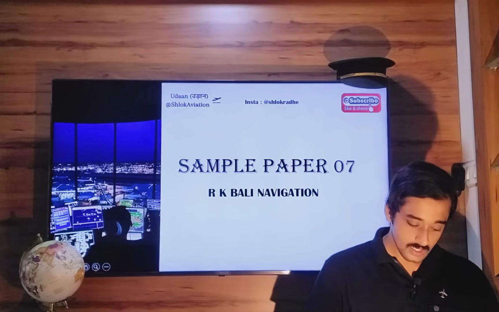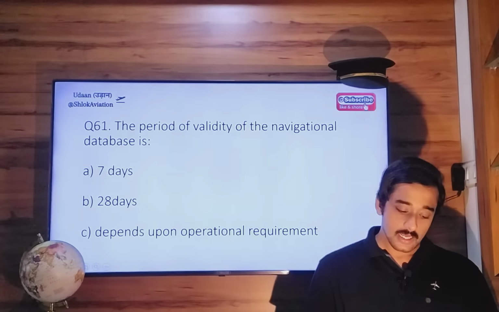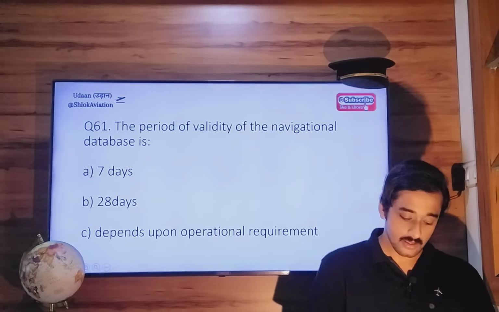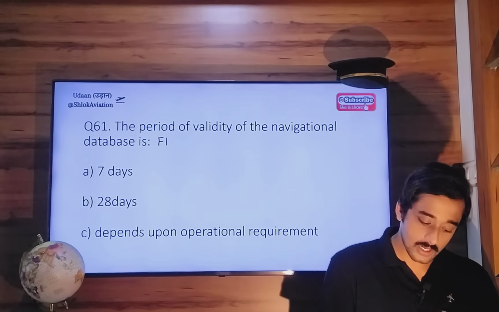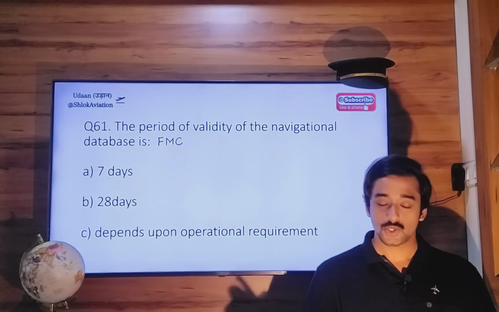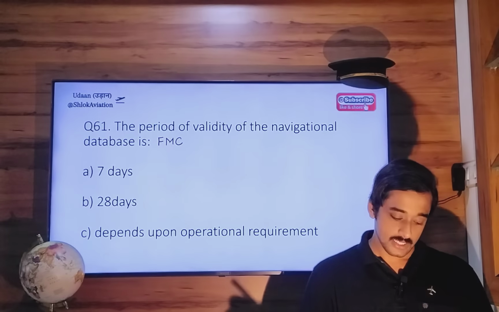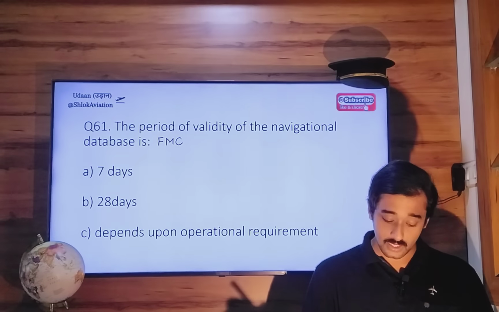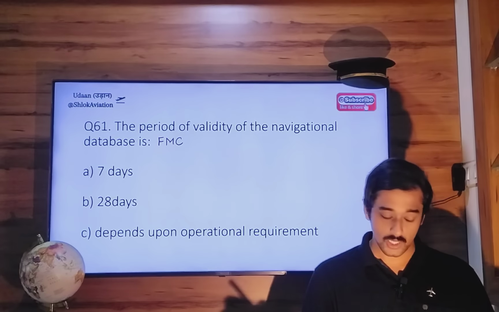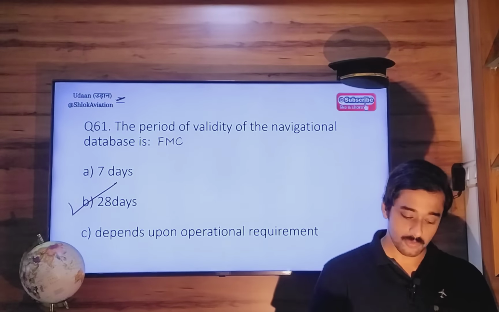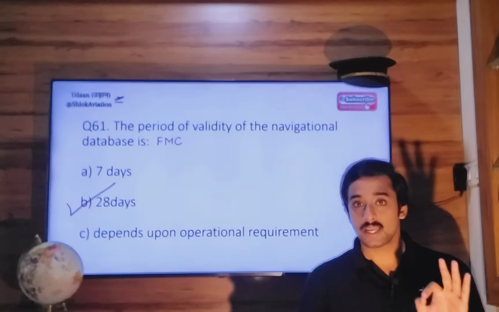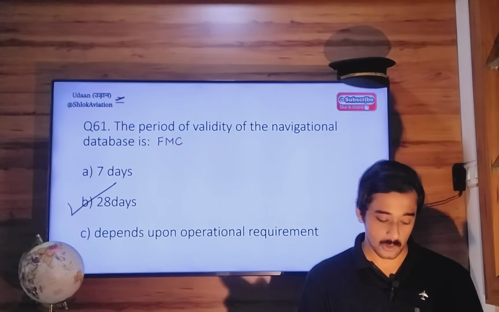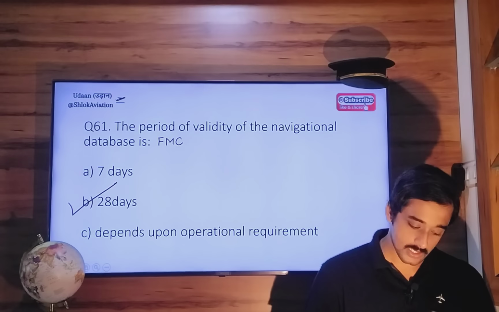61. Simple. The period of validity of the navigational database in flight management computer is how long? So the period of validity is what? 7 days, 28 days, 28 days depends upon operational requirement. So the correct answer here is option Bravo. The period of validity of the navigational database in the FMC flight management computer is 28 days.